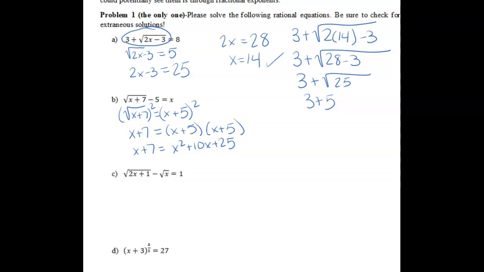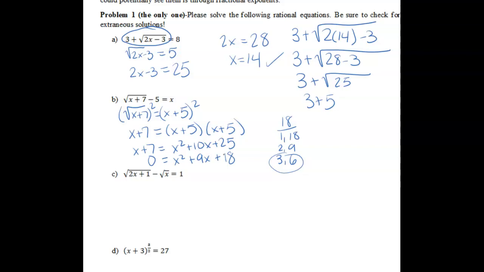Alright, from here, now I've got a quadratic. In order to solve a quadratic, I want my equation to equal 0. So I need to get that x over to the other side and that 7 over to the other side, subtract those over. So I should get 0 is equal to x squared plus 9x plus 18. From here, I've got a 1, I've got an 18, so I'm looking for factors of 18 that add to 9. Factors of 18 should be 1 and 18, 2 and 9, 3 and 6. Look, 3 and 6 will add to 9.